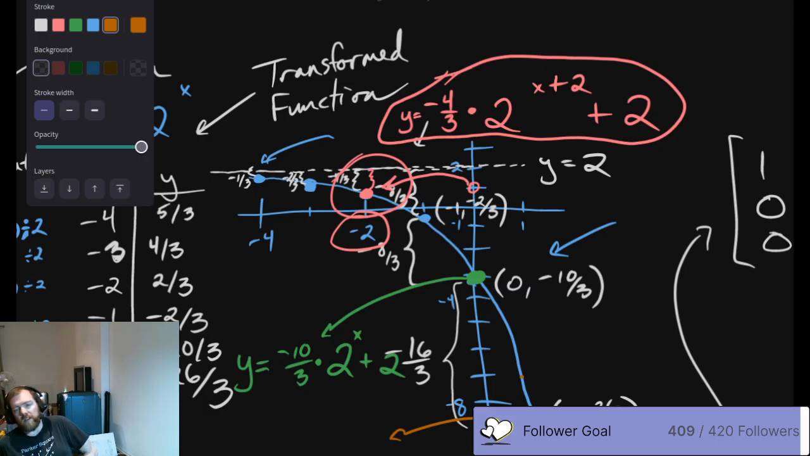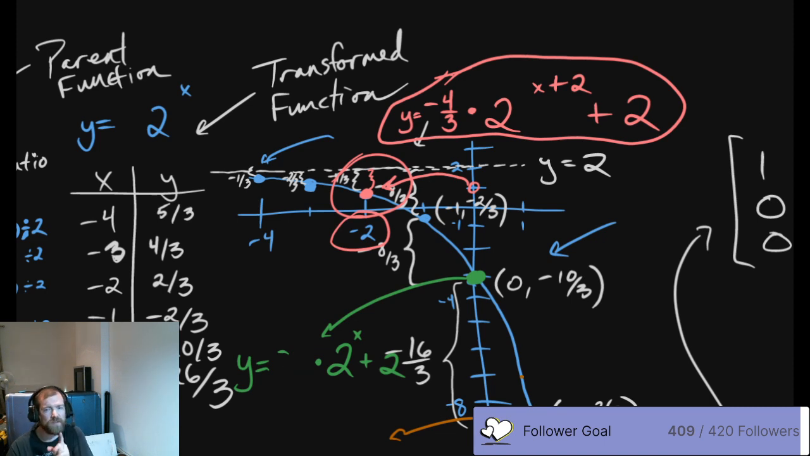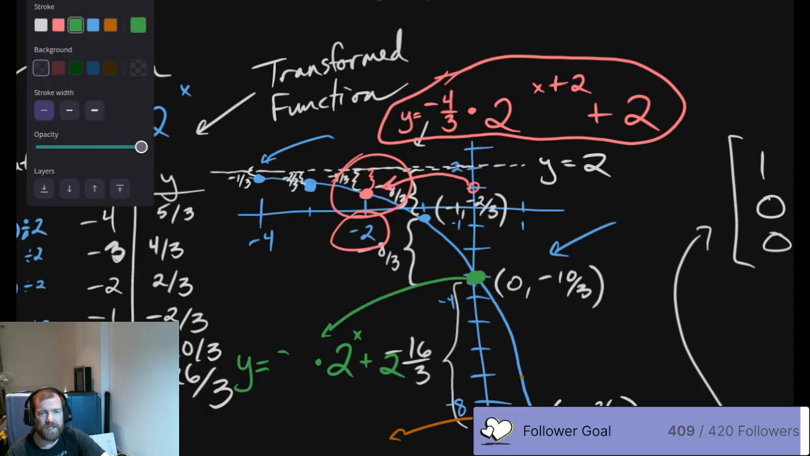Oh, you know what? I messed up. It's not the value -10/3. It's not negative 10 thirds, because that's our location. What's our distance? That's what needs to be said there. What is the distance that we are at this location? That is 8 down and 8 again thirds, so negative 16 thirds. Y equals negative 16 thirds times 2 to the x plus 2.